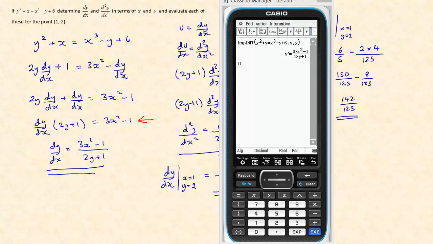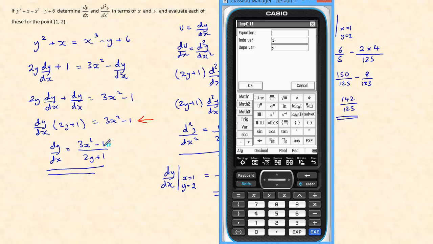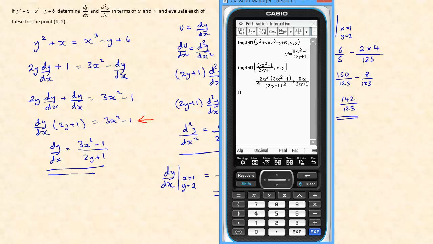Now let's see if we can get it to give us the second derivative. So impdiff, and we'll put this in. So we'll put in the 3x squared minus 1, and we'll divide that by the 2y plus 1. And we'll see what happens.